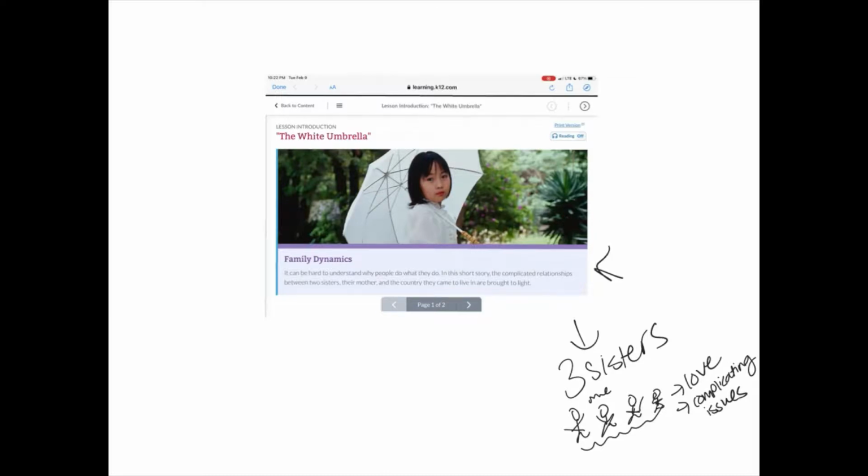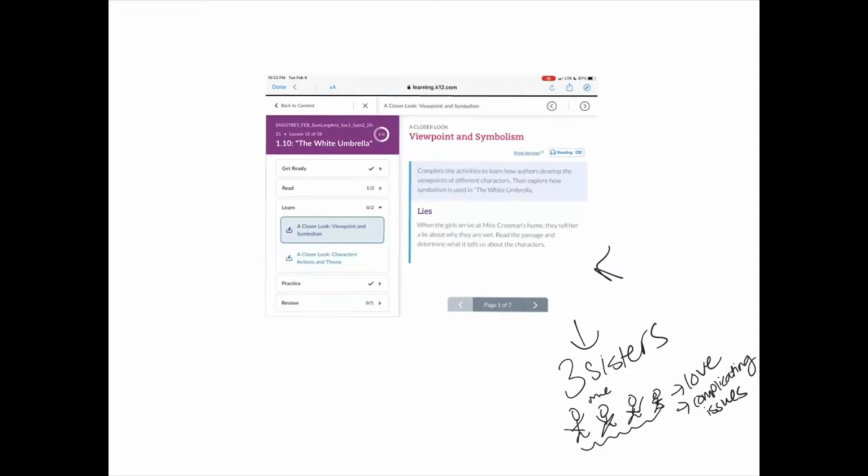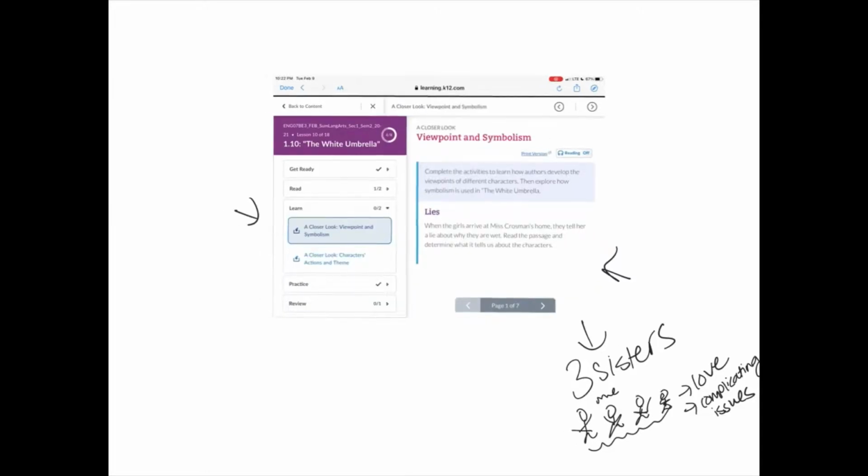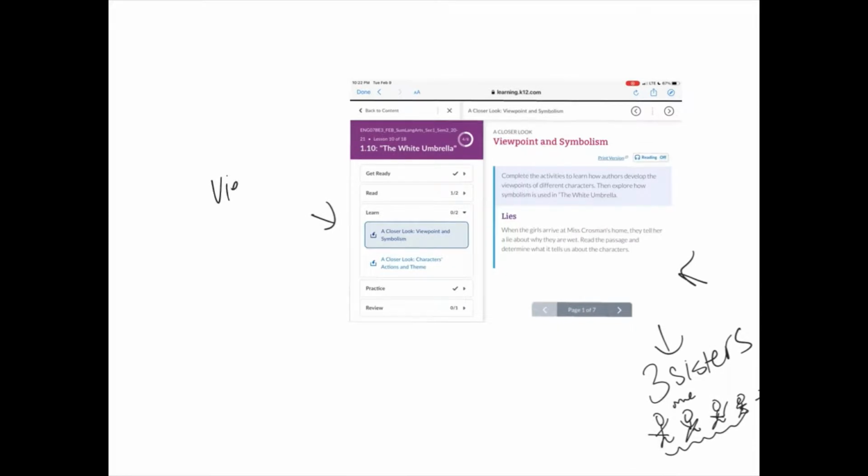Think about if you have that connection to make, or if you don't, if you have read other stories where we review family dynamics and how sometimes complicated issues arise and we have to work through those together. Notice here in the Learn section, these are the things that we are going to pay attention to in this lesson. We're going to pay attention to viewpoint, which is not point of view. It's different.